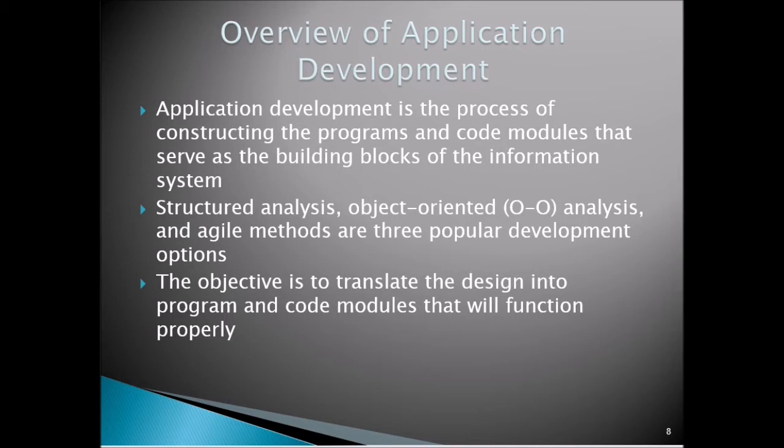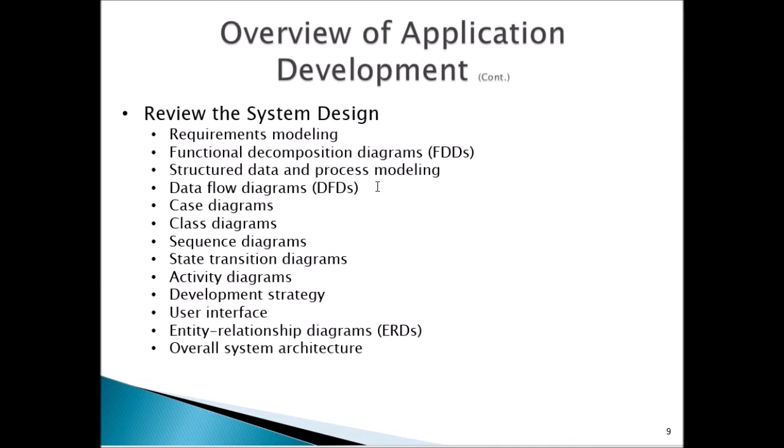Now we'll go through the overview of application development. Application development is the process of constructing the programs and the code modules that serve as the building blocks of the information system. Structured analysis, object-oriented analysis, and agile methodologies are three popular development options. The objective is to translate the design into a program and code, into code modules that will function properly.